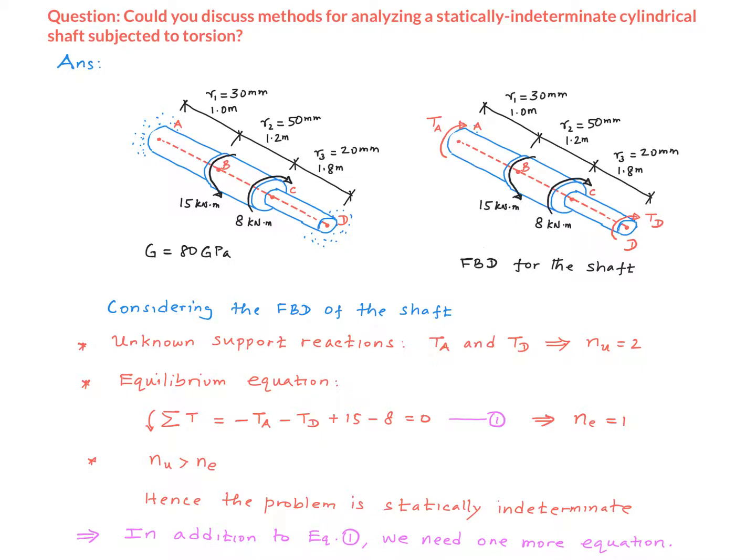Therefore, Nu is greater than Ne. By definition, this is a statically indeterminate problem. We need 1 additional equation to solve for the 2 unknowns, T sub A and T sub D. Then, of course, we can calculate everything else, including stresses in the different segments, angle of twist at the interior points B and C, and so on, right?